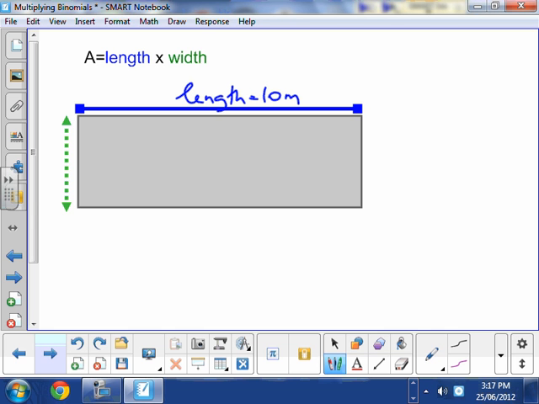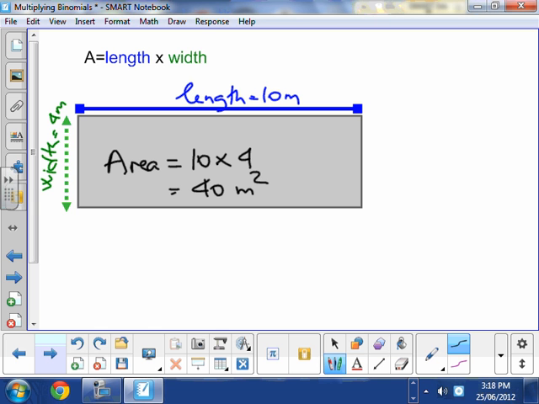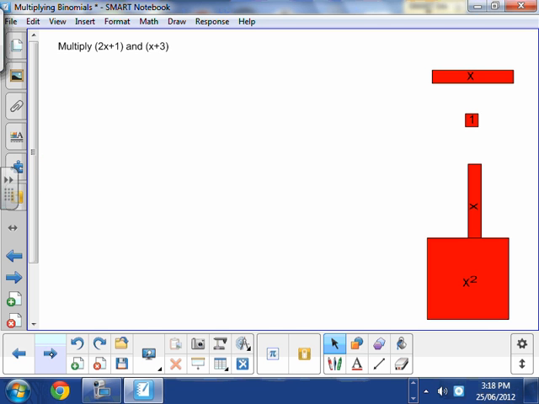So, for example, if my length here is 10 meters, let's say, and my width right here is 4 meters, how do I calculate the area of this rectangle? Well, that will be 10 times 4, length times width, so it's going to be 40 meters squared. Why did we talk about that? Is there any particular reason?